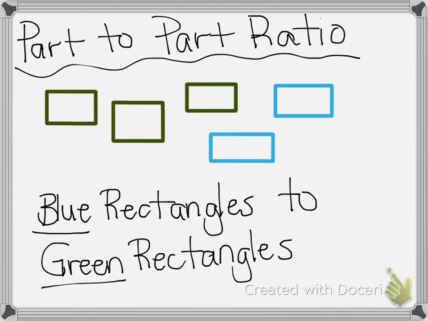One type of ratio is a part-to-part ratio. It's when different parts of a group are being compared to each other. So in this case, we have blue rectangles and green rectangles. In total, we have 2 blue rectangles to 3 green rectangles. So it shows us a comparison of the 2 different types of rectangles.